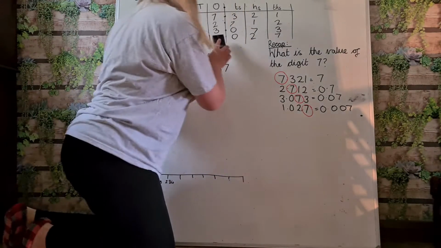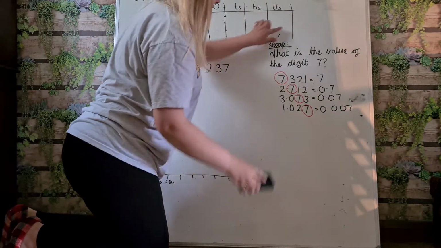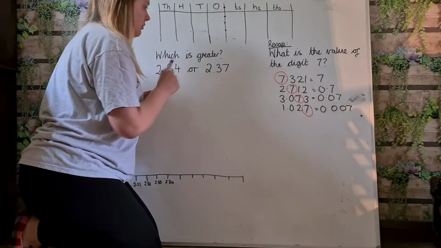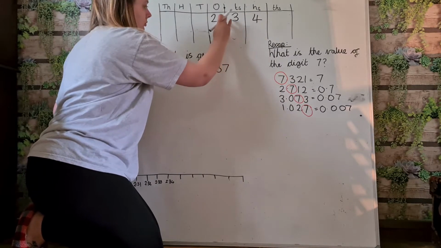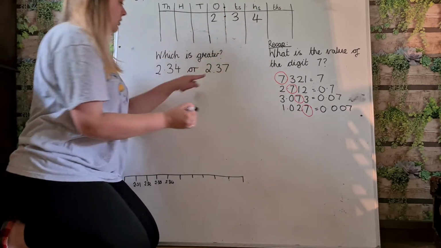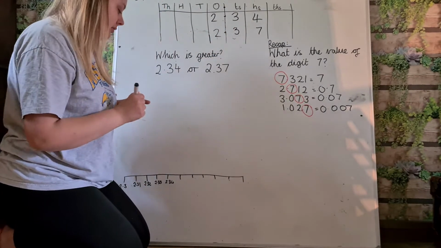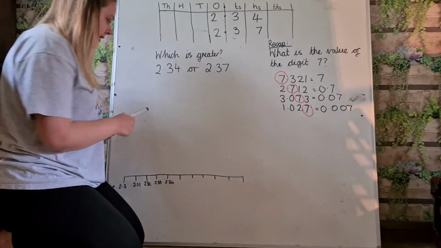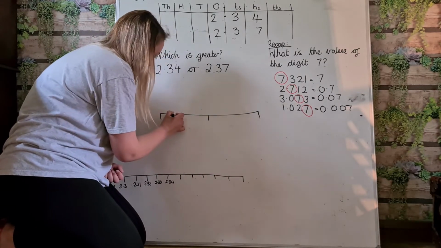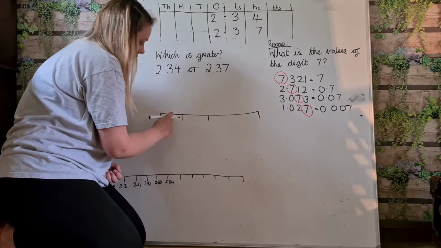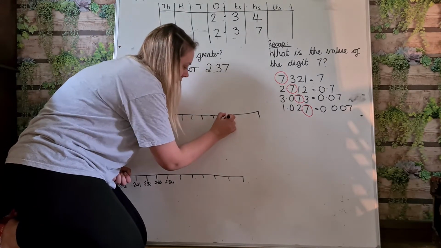If I rub off this up here, we can put it into our place value chart. So we have 2.34 and 2.37. So we need to compare these numbers. Now, I don't think you can see it down here, so I might have to quickly try and draw one. But if we have a look at a number line, if I can draw one properly.